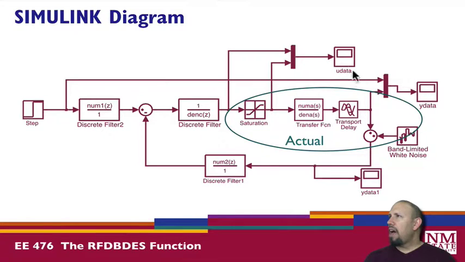And so we have 3 scopes. One looks at the control before and after the saturation. Here I have this scope that compares this signal to the actual output. This is the actual output. This is the sensed or the measured output. That's what we have available for feedback. So we're comparing the actual output with the reference. And here's the sensed output. We'll look at that as well. So we get these plots.